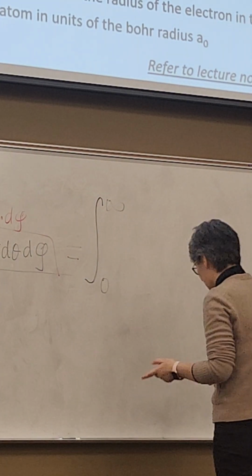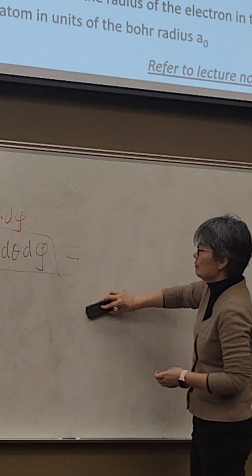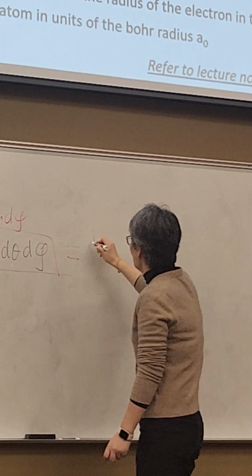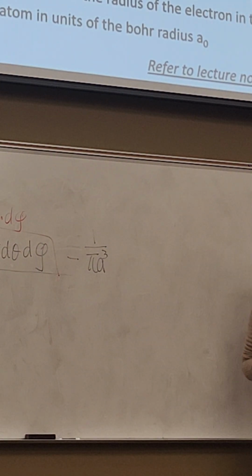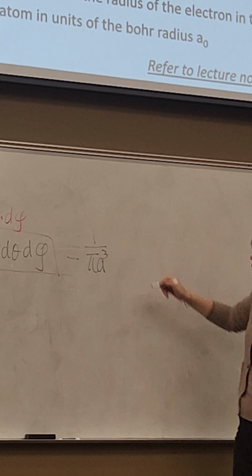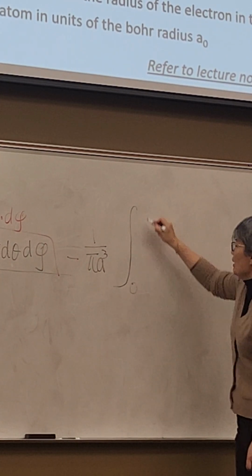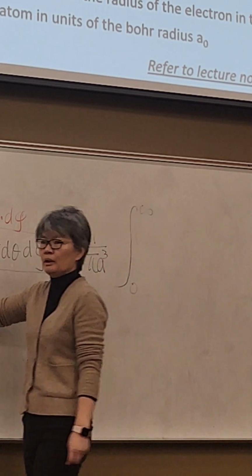There's a constant. All right, so let's make our life easy. Let's take out the constant first. The constant is just this guy, 1 over pi a to the power 3. That is the constant. Then what I have in here is the integration with respect to the radius from 0 to infinity. I'm going to group all the terms together.